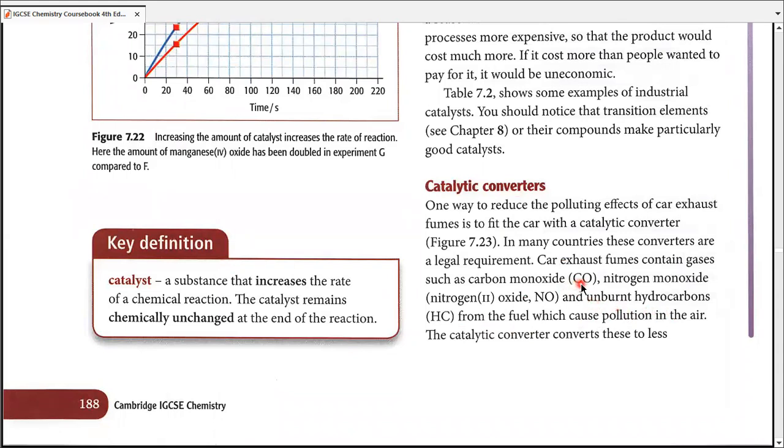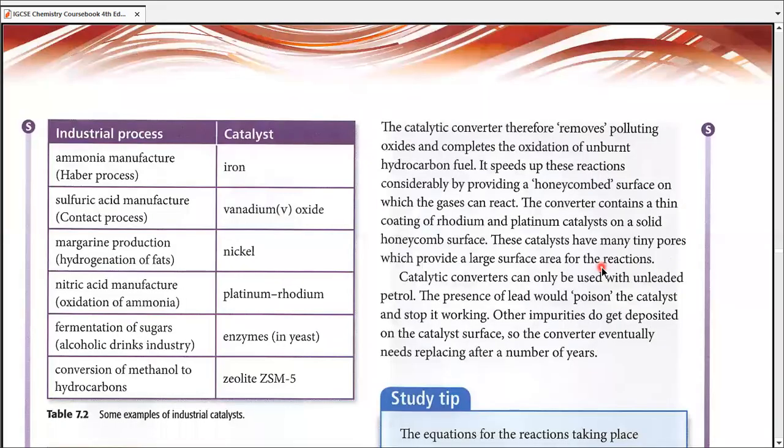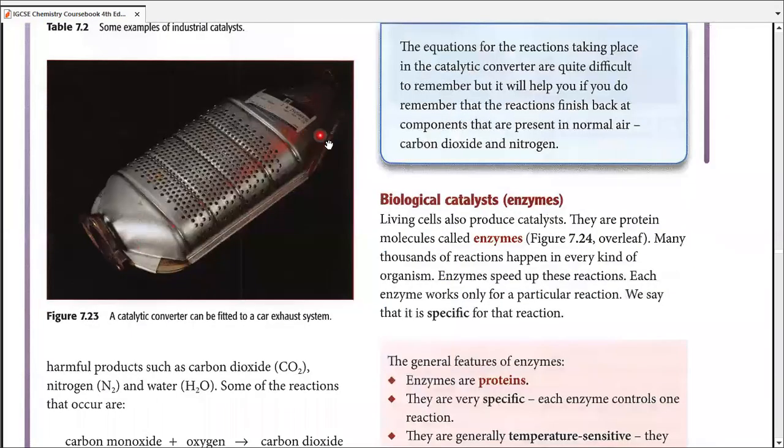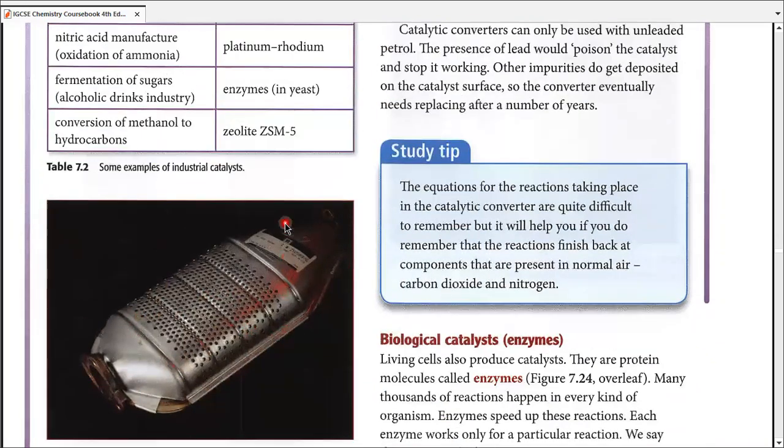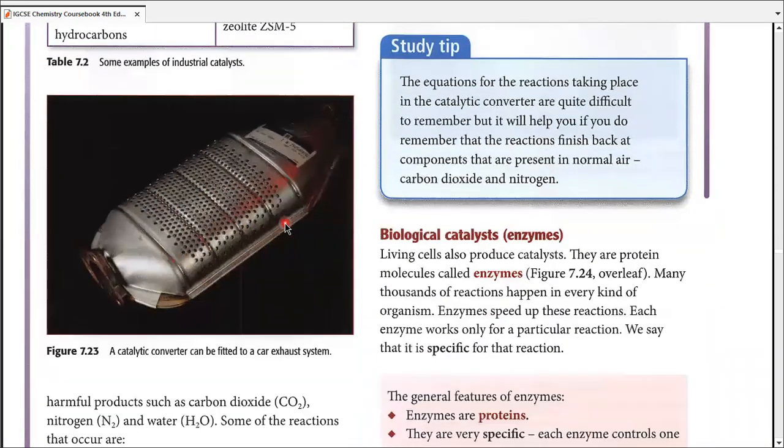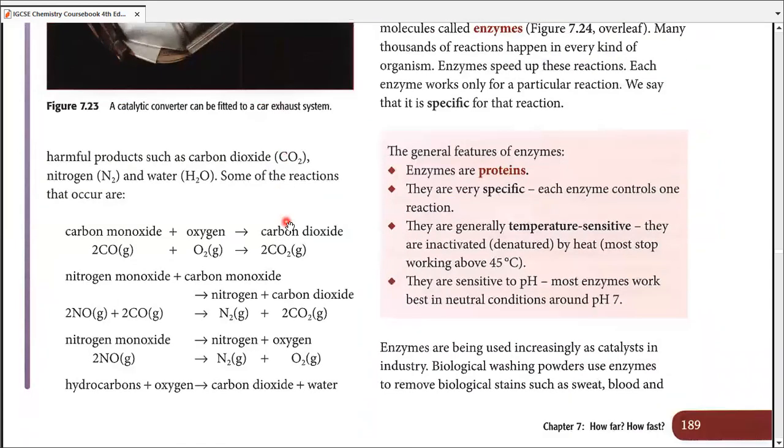It discusses that carbon monoxide, nitrogen monoxide or nitrogen dioxide, and unburnt hydrocarbons are problems. Now, in order to work with these problems, we have this honeycomb kind of structure made up of different alloys of platinum, iridium, palladium, and stuff like that, mostly transition elements. What we do is react carbon monoxide with oxygen to convert it into carbon dioxide, which is a very harmless gas in comparison to carbon monoxide.